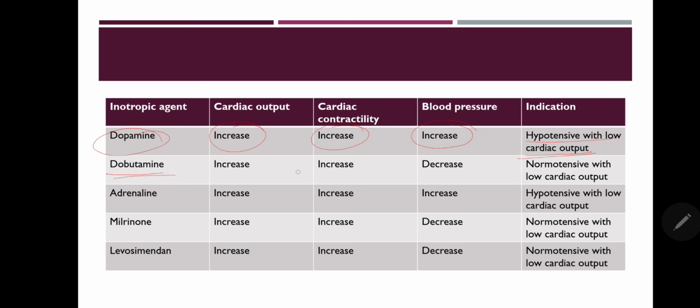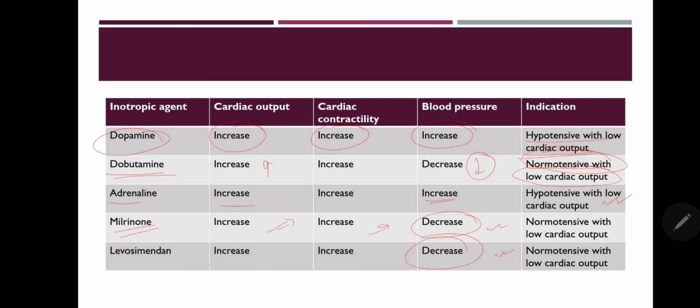Dobutamine increases the cardiac output but it decreases the blood pressure. So in normotensive shock, in a warm patient, we can give dobutamine when there is low cardiac output but the blood pressure is normal. Adrenaline also increases the blood pressure, so it is given in hypotensive with low cardiac output. Milrinone also increases the cardiac output and contractility, but it decreases the blood pressure, so it is given in normotensive with low cardiac output. And levosimendan also decreases the blood pressure, so it is given in normotensive with low cardiac output.